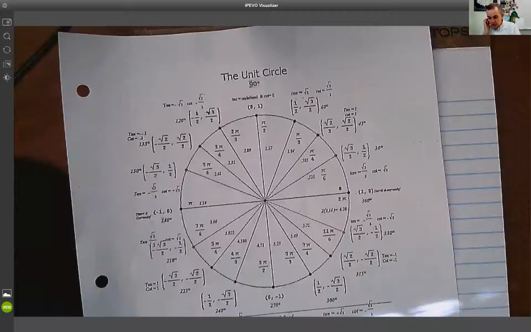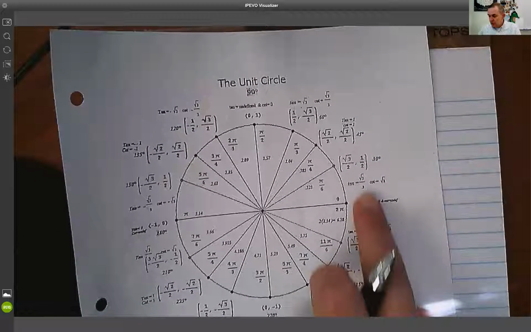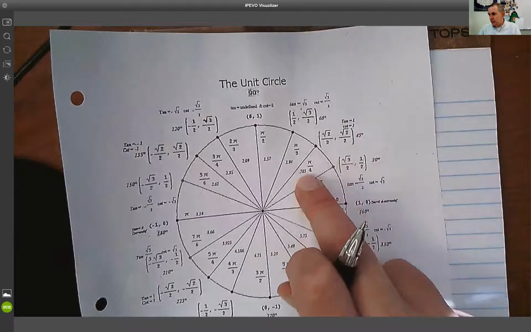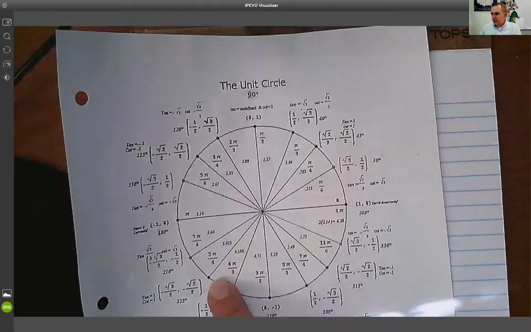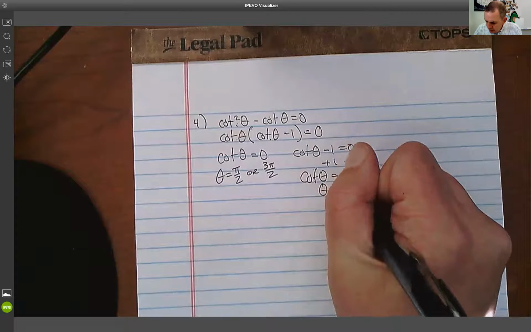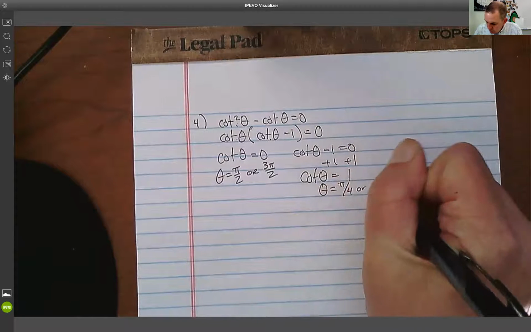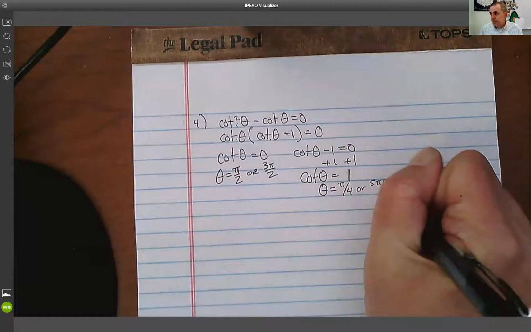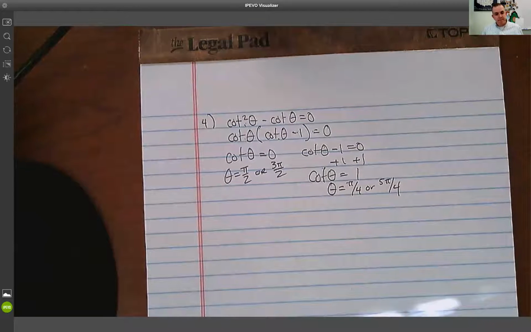Now I need to figure out where cotangent equals positive 1. Cotangent equals positive 1 here at pi over 4. And if you come down here, you'll find out it's also at 5 pi over 4. So theta is going to equal pi over 4 or 5 pi over 4. So that's going to be that one.